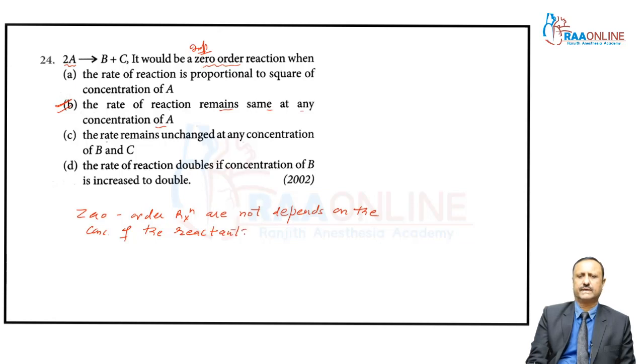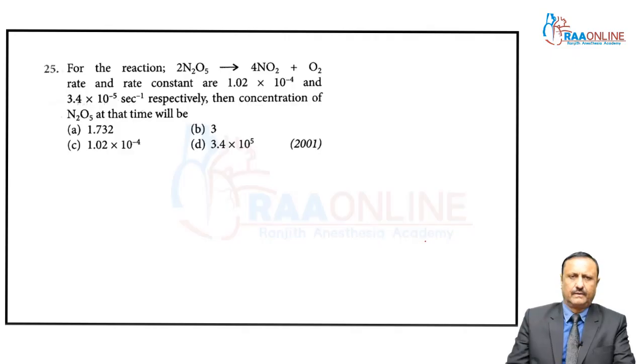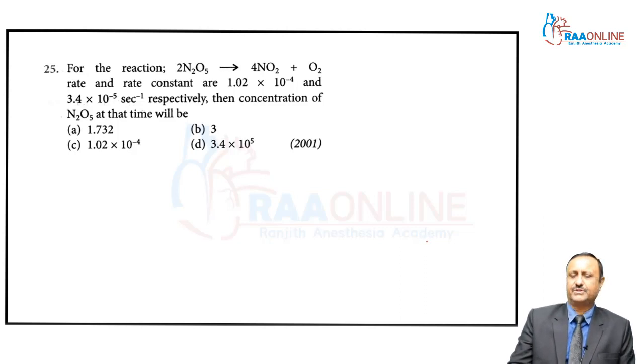So, my dear students, it is an important point for you. Now, we can go to the next question. Now, my dear students, we can see question number 25. For the reaction 2N2O5 gives NO2 plus O2, rate and rate constants are given here.